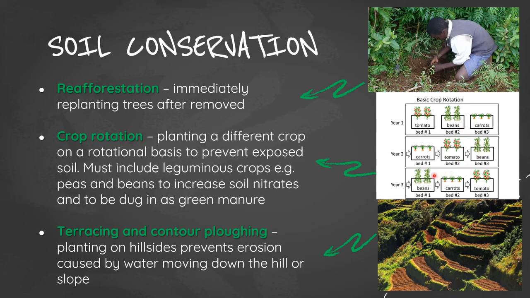And if you notice, usually they include leguminous crops such as peas and beans because they actually increase the soil nitrates. Terracing and contour plowing. Now, planting on hillsides actually prevents erosion caused by the water moving down the hill or slope.